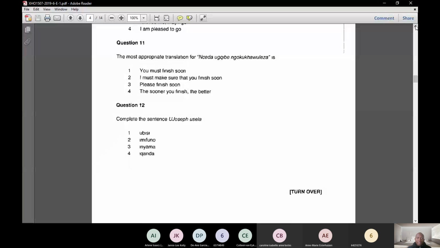Number three is asking you nicely to... See what I mean by they make it really close together. So you can't guess, you really need to know what word is what, because otherwise you're going to get it wrong.